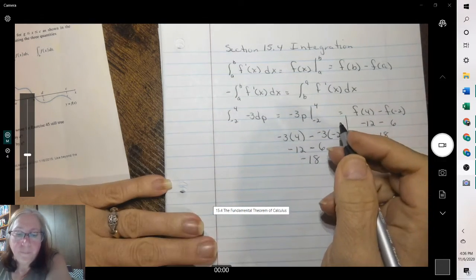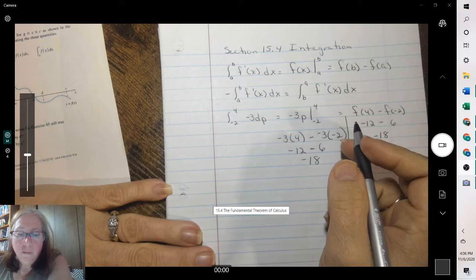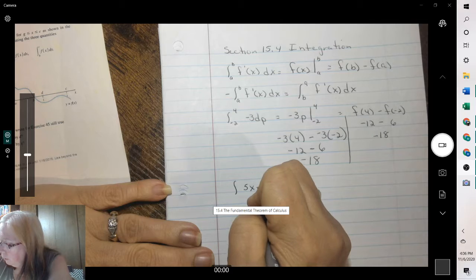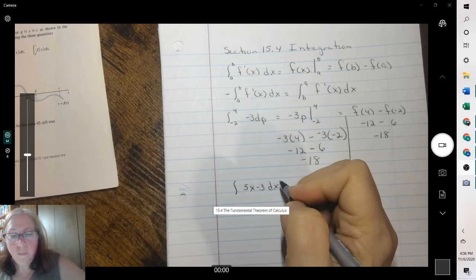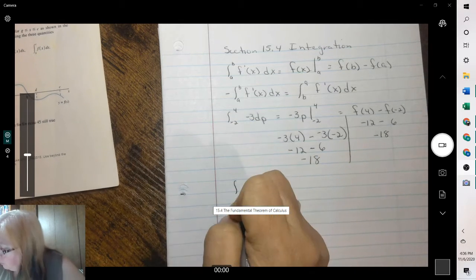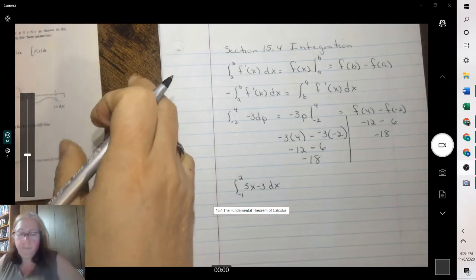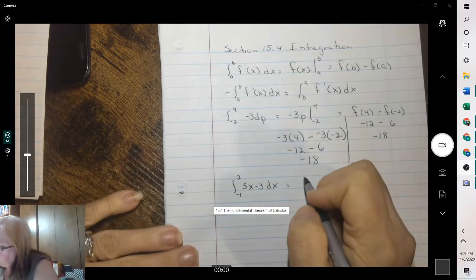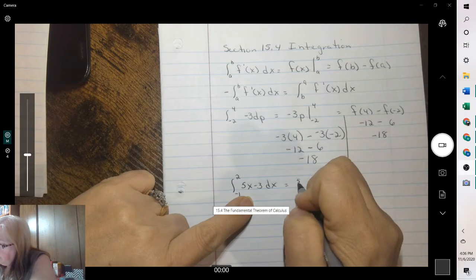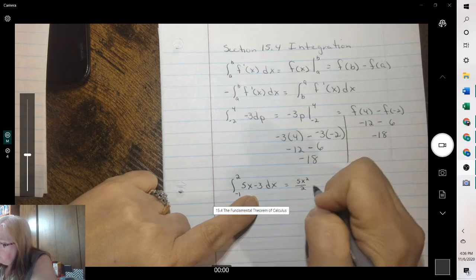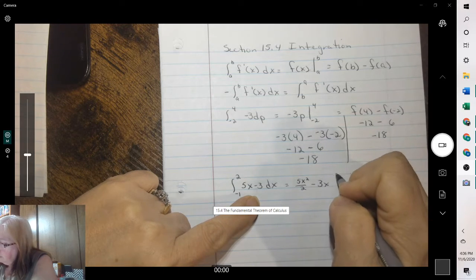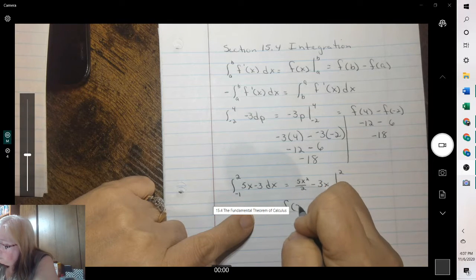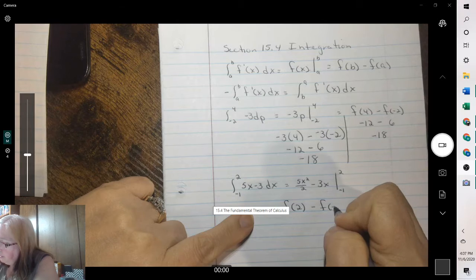Let's try another one. 5x minus 3, from -1 to 2. Okay, first take the integral. So when we take the integral, we get 5x squared over 2 minus 3x. And we're doing that from -1 to 2. So that would be f of 2 minus f of -1.